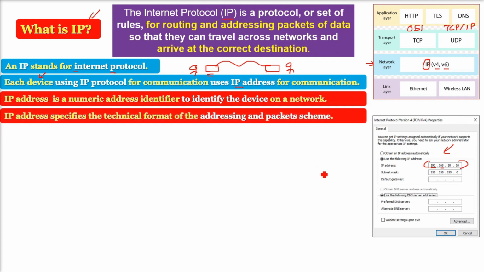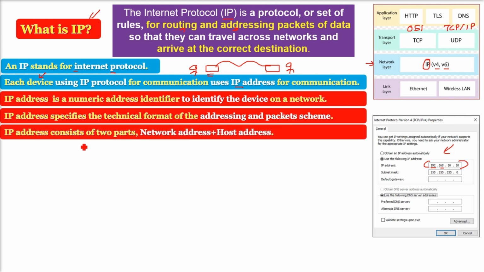So this IP address is actually the base of IP. Why? Because the IP address specifies the technical format of the addressing and packet scheme which you see here. We were talking about Internet Protocol, the set of guidelines or rules for routing and addressing packets. This is how it is done. The number which you see is actually the addressing scheme.